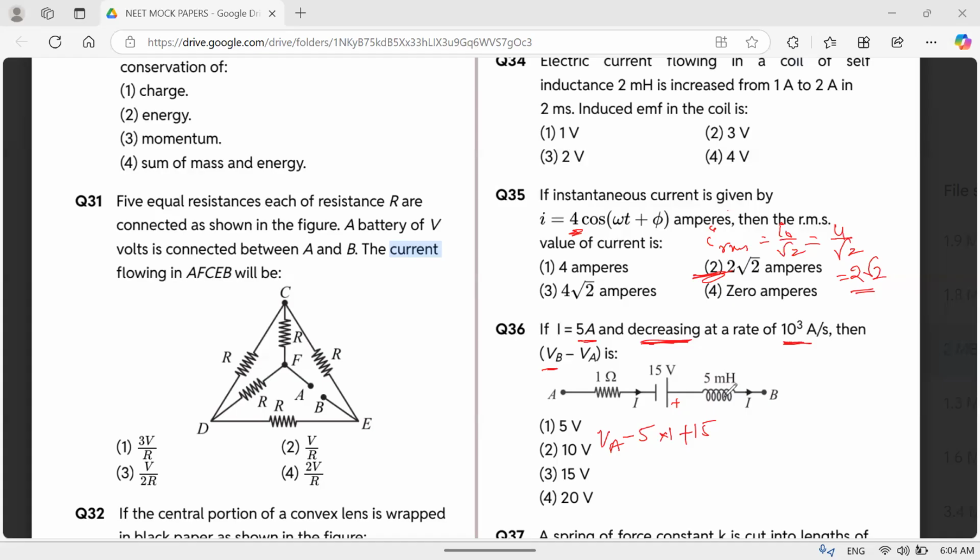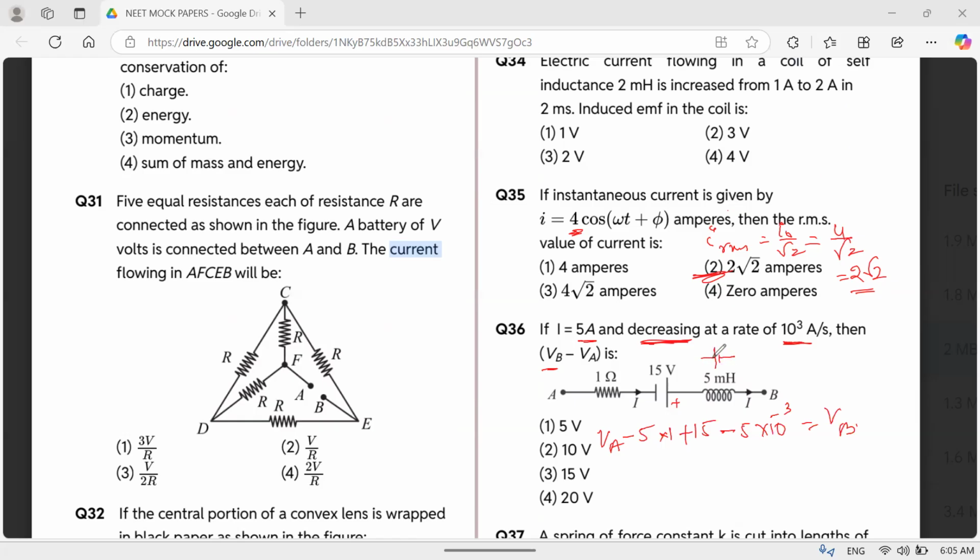Inductance is right now for me. It is decreasing, so it will not allow it to decrease. So it will be equal to minus 5 into 10 power minus 3. That must be equal to V. Okay, so when it is decreasing, not allow it to decrease, so here it will be negative and positive.